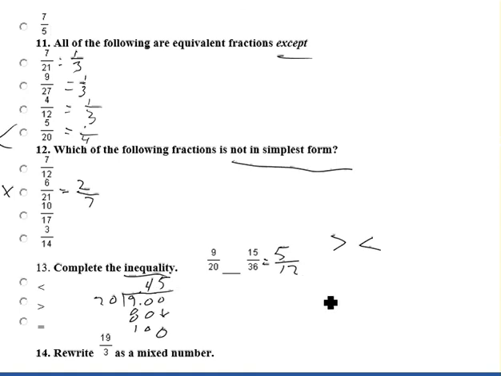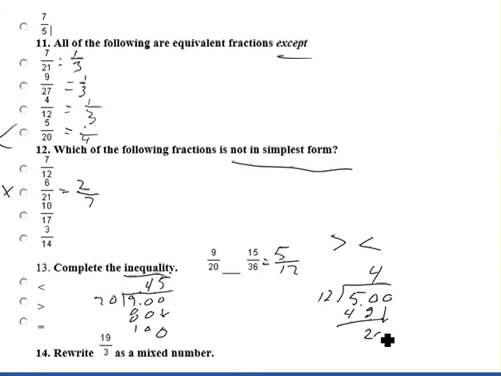12 goes into 5. It doesn't. But it goes into 50. 12 times 4, that's 48. Bring down the 2. Bring down the 0.